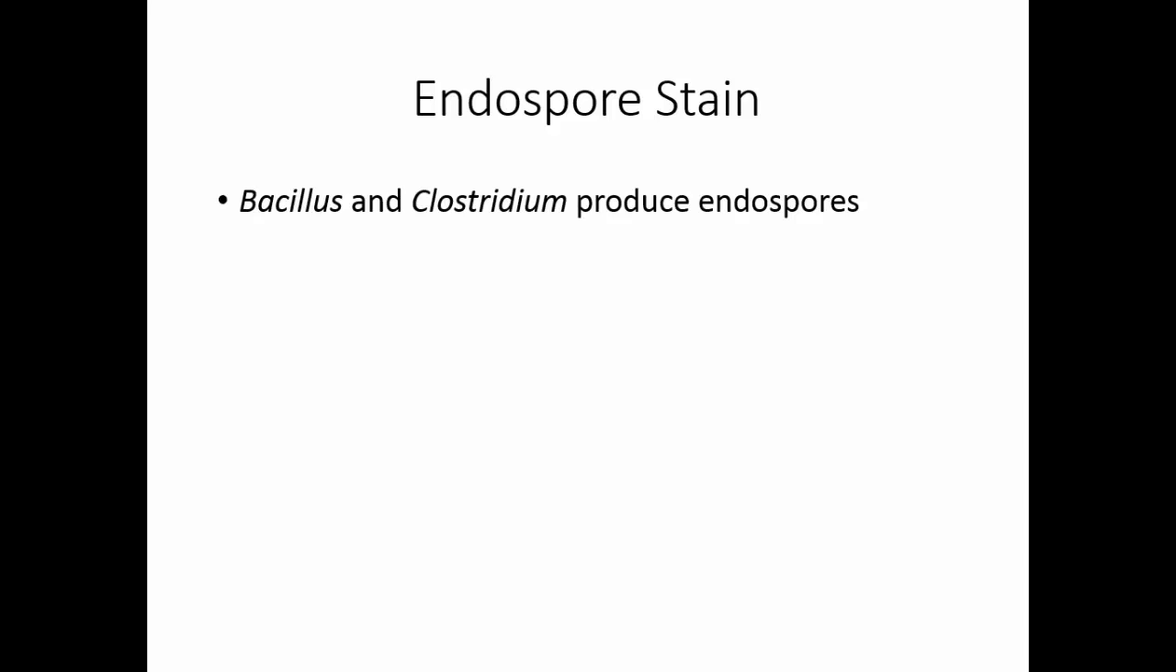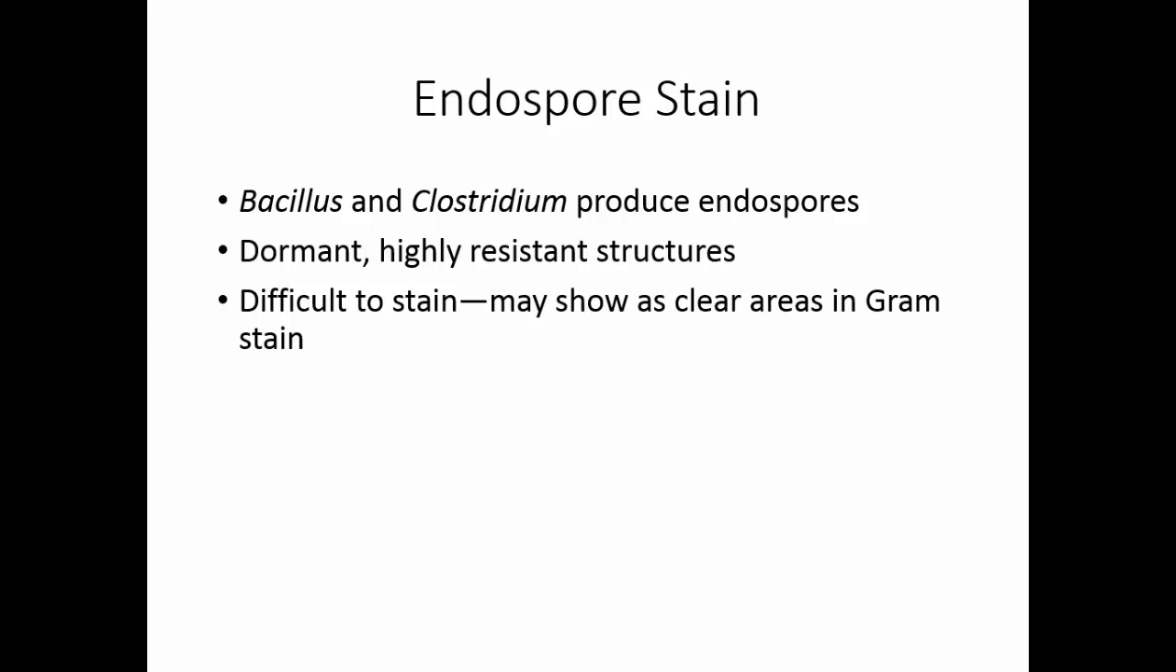Some organisms, particularly the genus Bacillus and the genus Clostridium, produce endospores, which are very dormant but highly resistant structures that allow them to survive long periods of time in very harsh conditions. These endospores are very difficult to stain. Now, if you stain these cells and they have endospores with a Gram stain, you may see clear spaces in the cell. But if you want to demonstrate that those clear spaces are really endospores, you use the Schaeffer-Fulton stain.